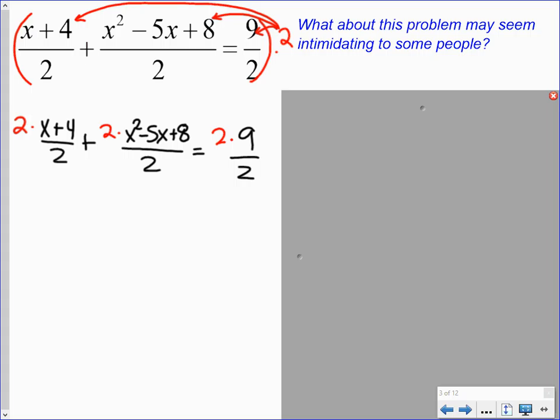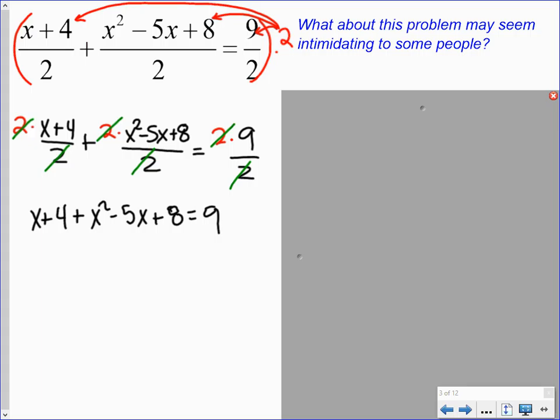And then what happens to 2 over 2? Cancels out. So I can go through and I can say, well, there's no more denominator of 2. Denominator is gone. Denominator is gone. And what I'm left with in the numerators is x plus 4 plus x squared minus 5x plus 8 equals 9. Well, it requires some work to clean up.